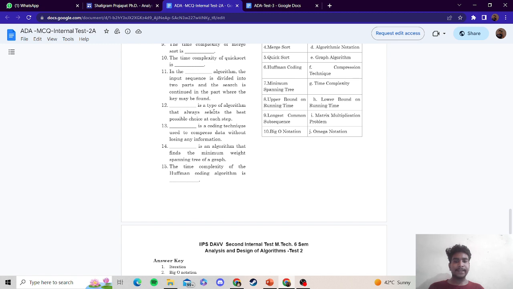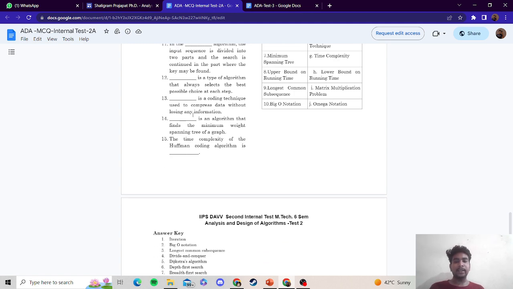Question number 12. Dash is a type of algorithm that always selects the best possible choice at each step. So, greedy algorithm is a type of algorithm that always selects the best possible choice at each step. Question number 13. Dash is a coding technique used to compress data without losing any information. So, Huffman coding is a coding technique used to compress data without losing any information. Question number 14. Dash is an algorithm that finds the minimum weight spanning tree of a graph. So minimum spanning tree finds the minimum weight spanning tree of a graph.